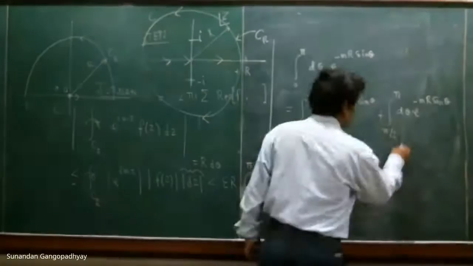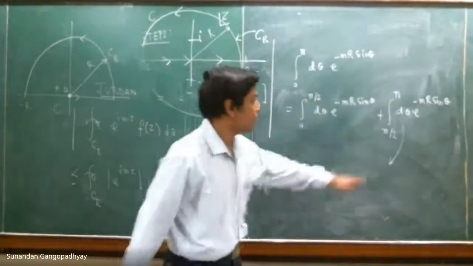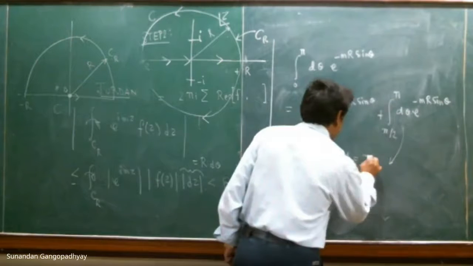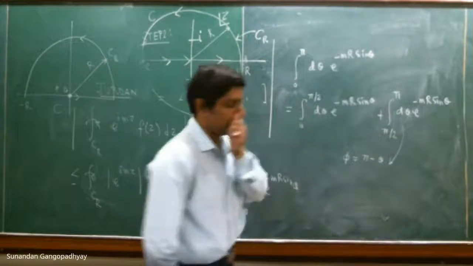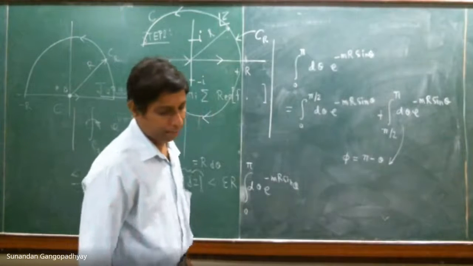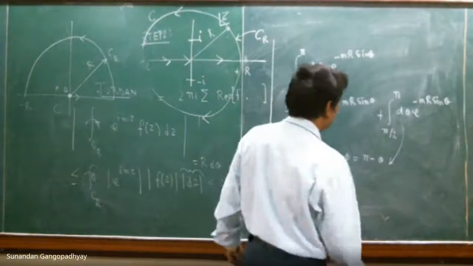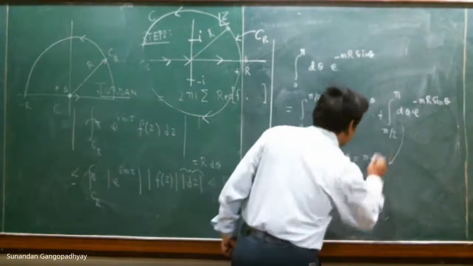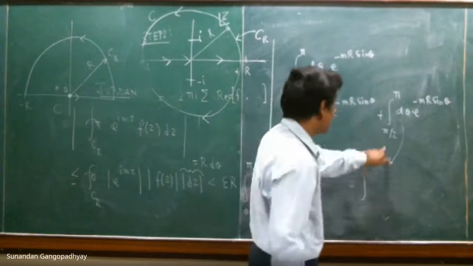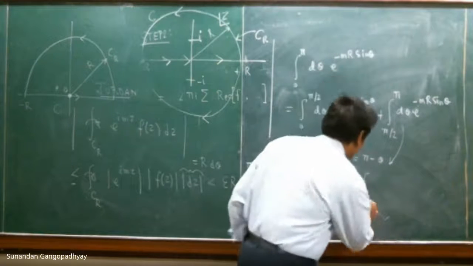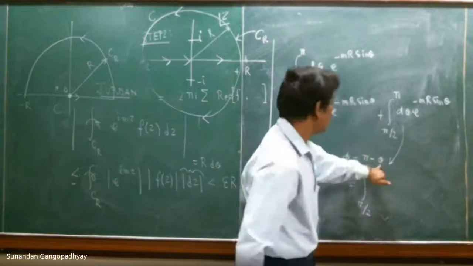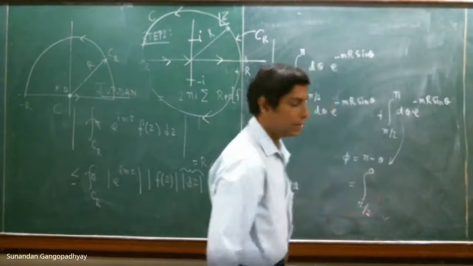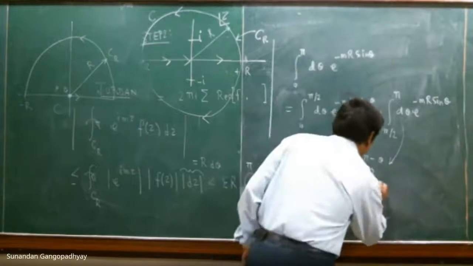Let us look at this integral. Let us concentrate on the second integral. Let us put phi is equal to pi minus theta. Then when theta is pi by 2, what is phi? Phi is pi by 2. And when theta is pi, then phi is 0. What is d theta? D theta is minus d phi.